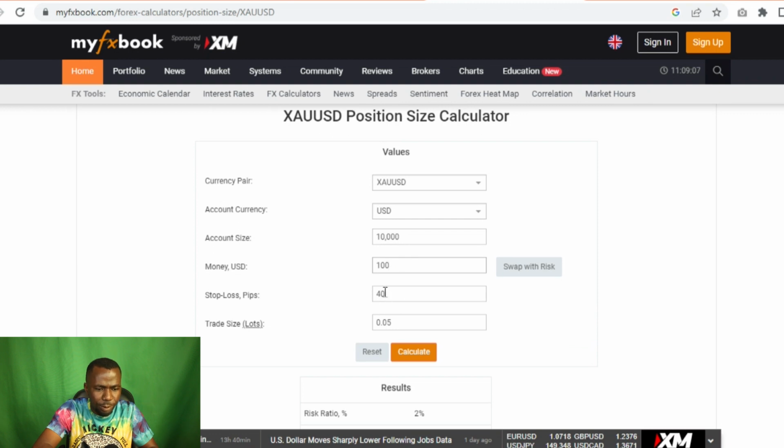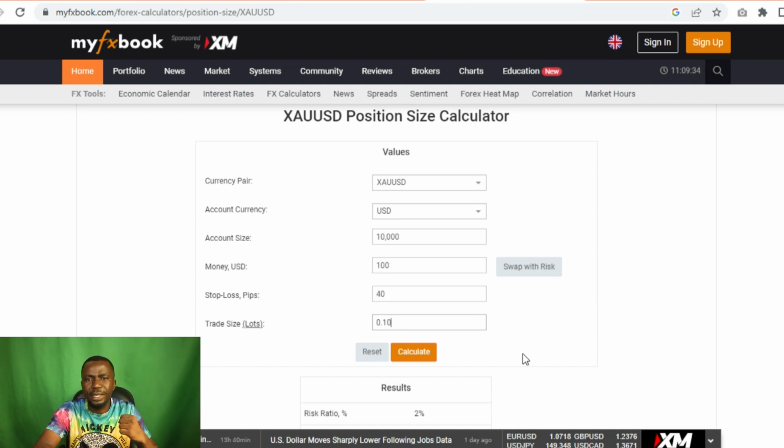So you want to use 40 pips, right, as your number of pips for your stop loss. So stop loss is going to be 40 pips. Now trade size, that is the lot size you want to use for that account. So let's assume you want to use 0.10 lot size.